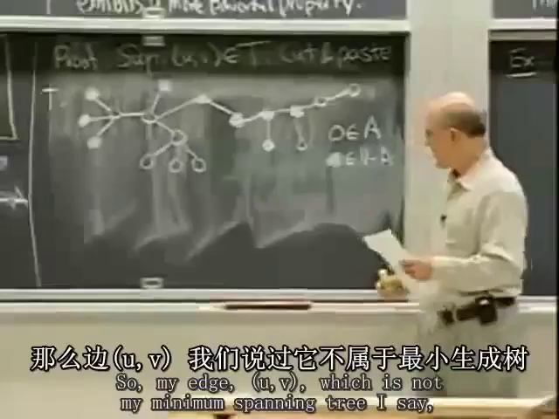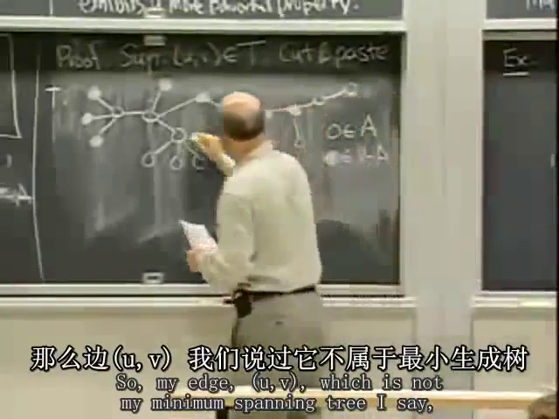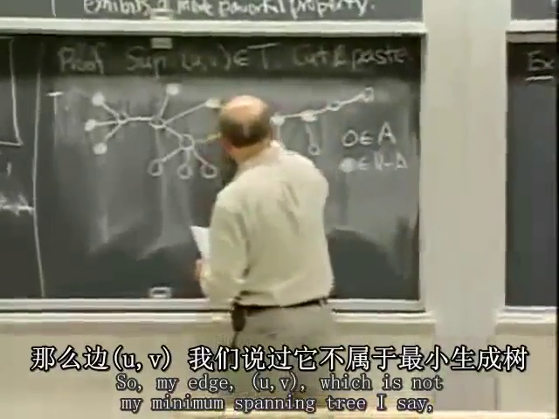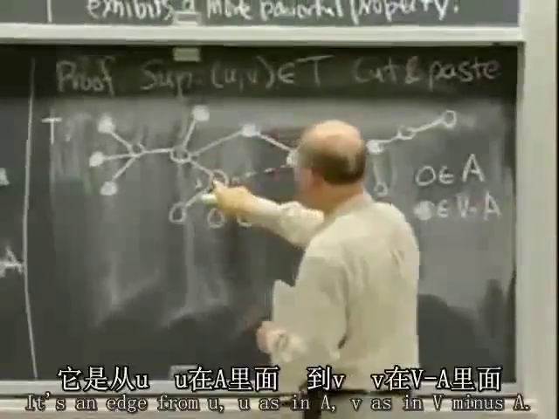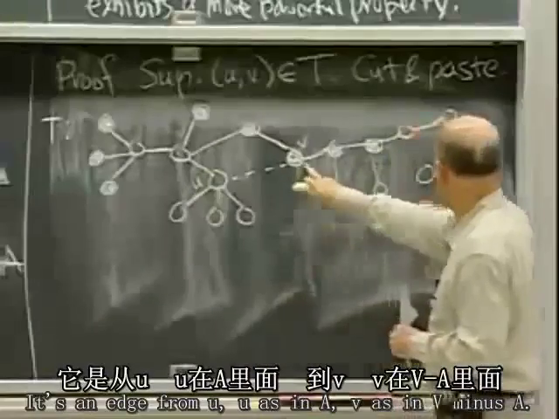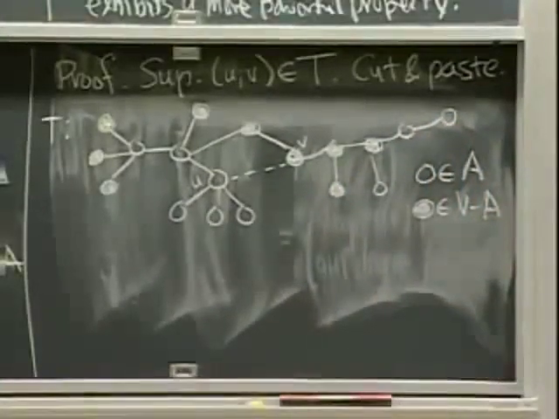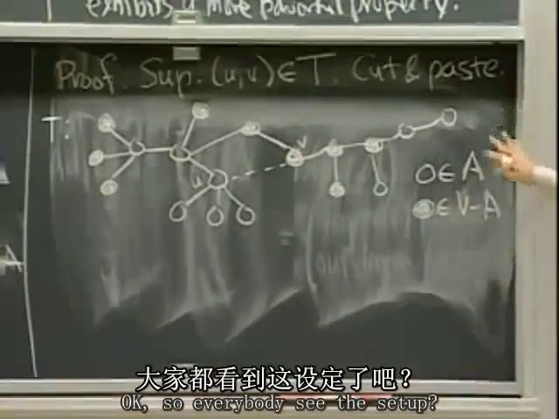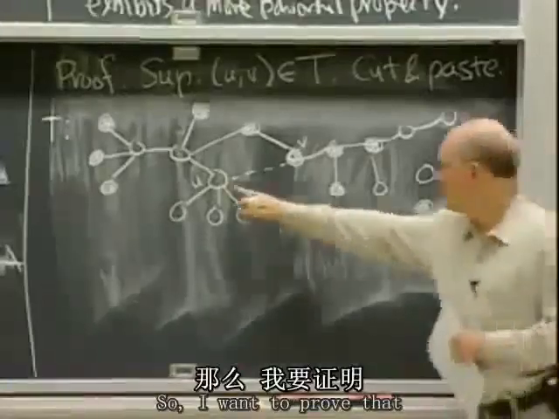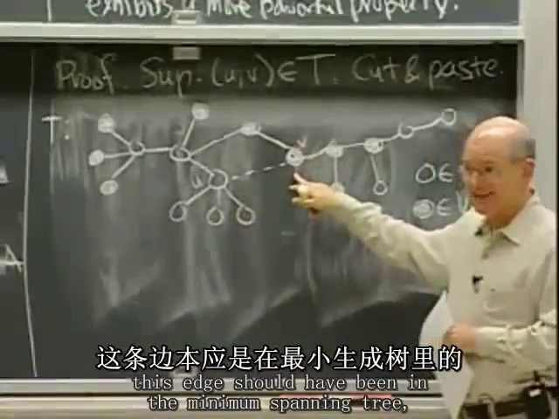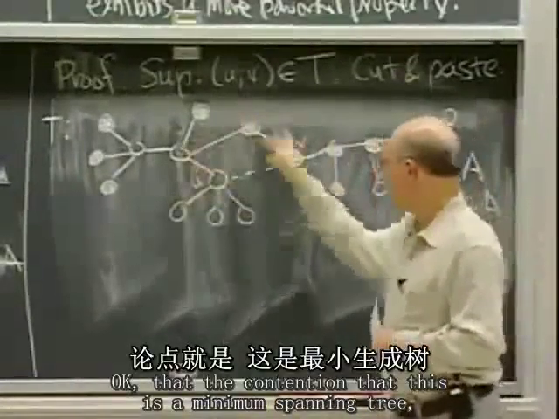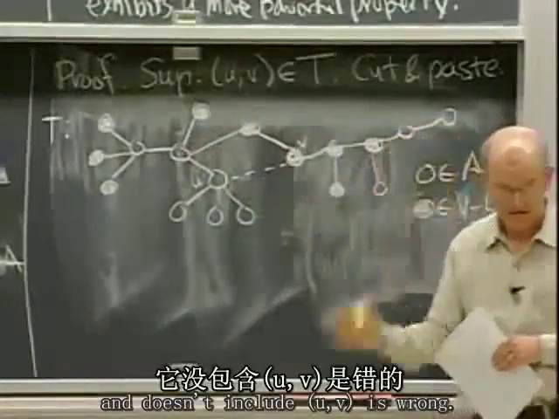So my edge UV, which is not in my minimum spanning tree, I'm saying, let's say, is this edge here. It's an edge from U. U is in A. V is in V minus A. Okay, so everybody see the setup? So I want to prove that this edge should have been in a minimum spanning tree, that the contention that this is a minimum spanning tree and doesn't include UV is wrong.